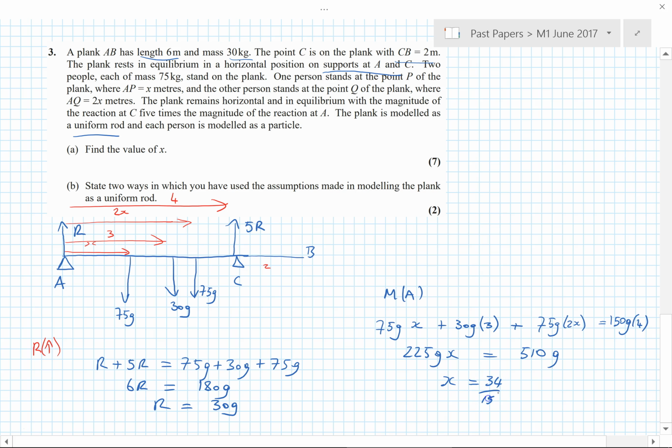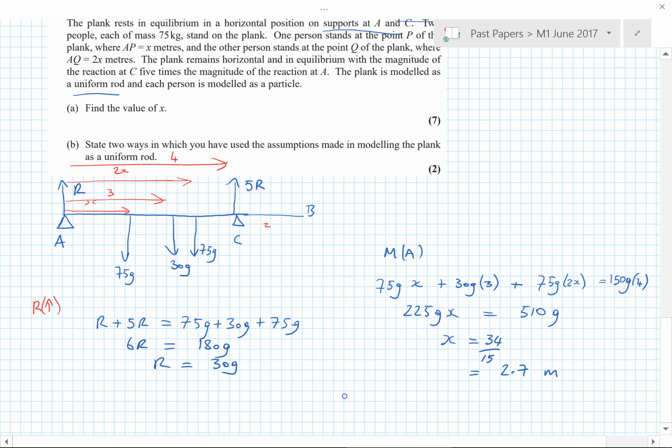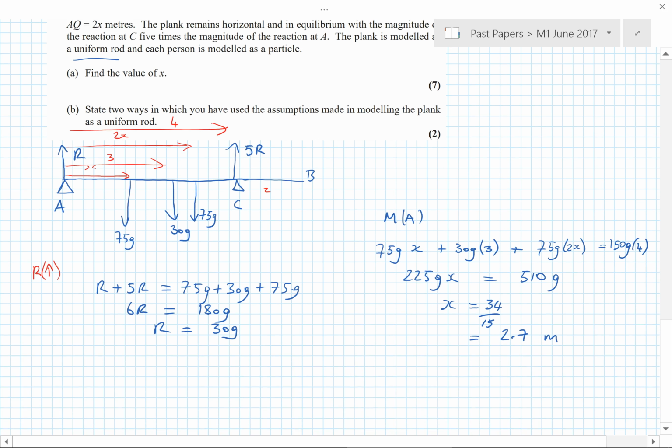Now that was accepted in this paper, but I think it's always safe to give two or three significant figures, two if G is used. So 2.7 meters is the answer to two significant figures because of the use of G.